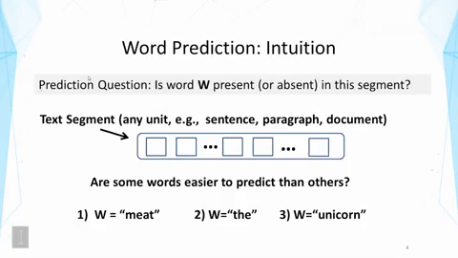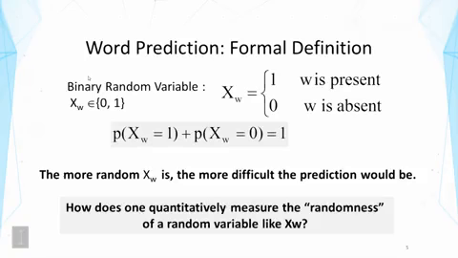So now let's study this problem more formally. The problem can be formally defined as predicting the value of a binary random variable. Here we denote it by x sub w. W denotes a word, so this random variable is associated with precisely one word. When the value of the variable is 1, it means this word is present. When it's 0, it means the word is absent. And naturally, the probabilities for 1 and 0 should sum to 1 because a word is either present or absent in the segment. There's no other choice.